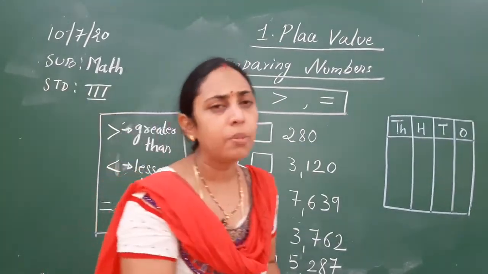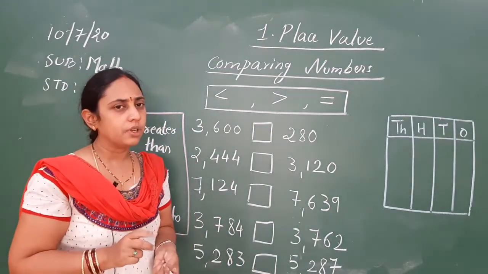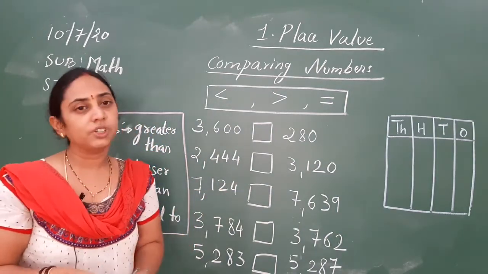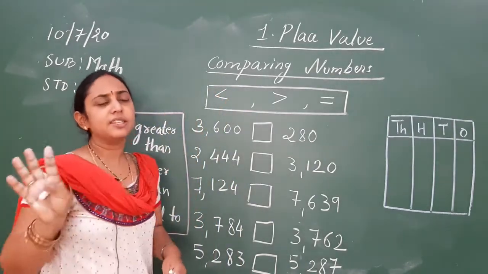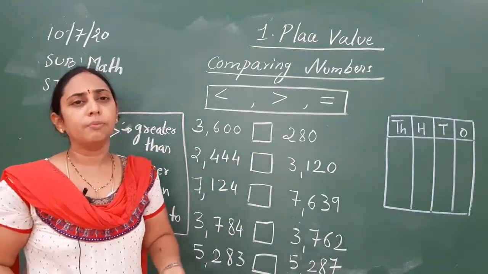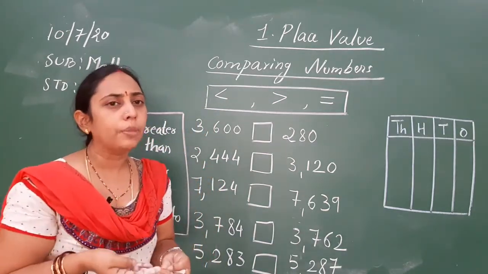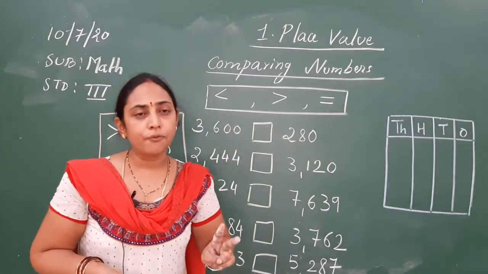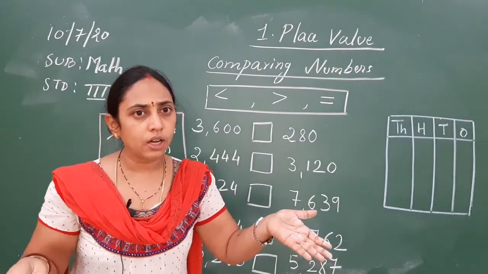How I used to remember when I was a kid like you is only one concept: the side towards which the mouth is open is the bigger number. I used to work on that concept only. Wherever this is open, that is the bigger number. If one number is bigger, obviously the other number will be smaller, right? So when we compare two numbers, we are finding the bigger and smaller at the same time.